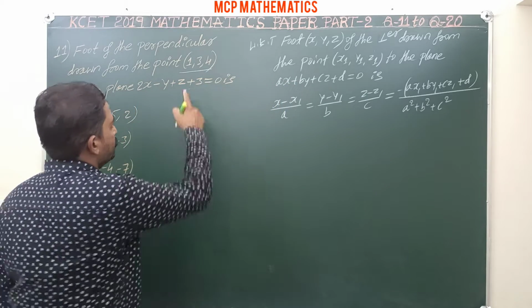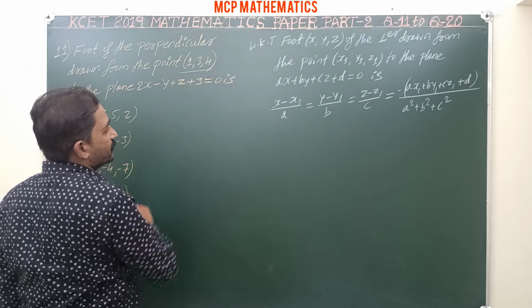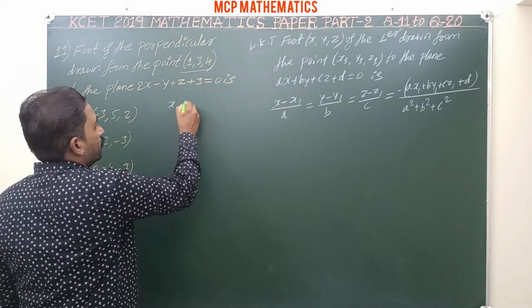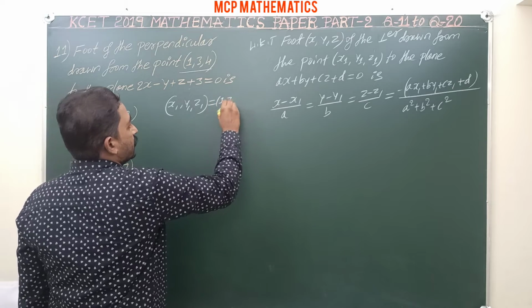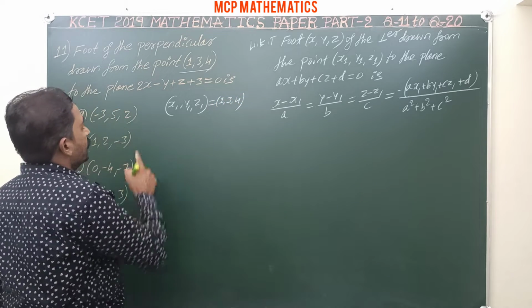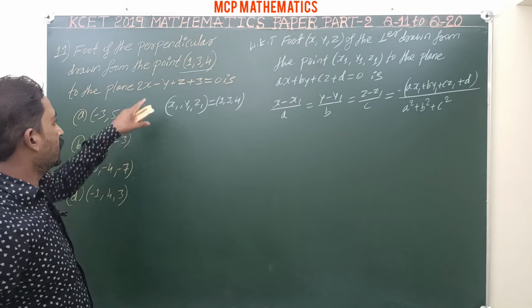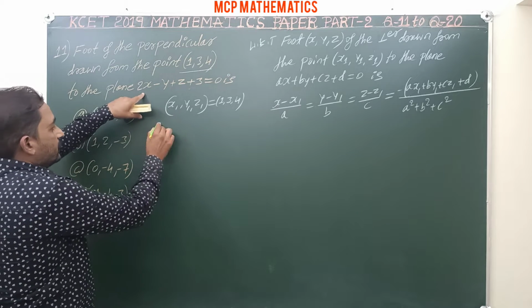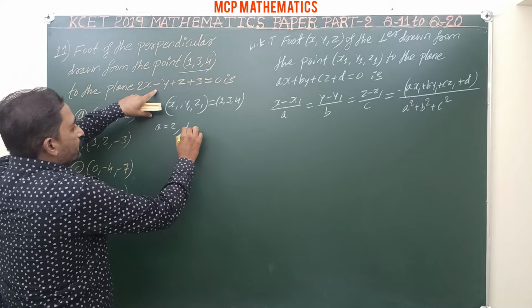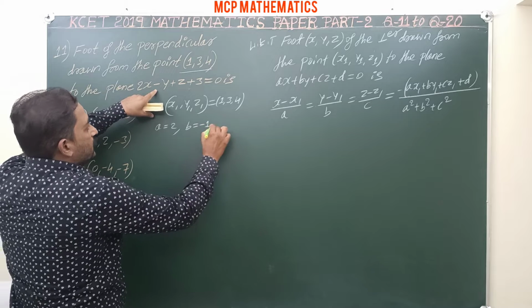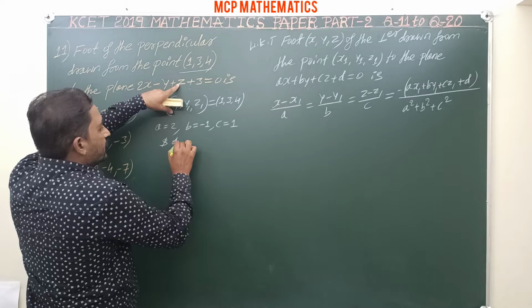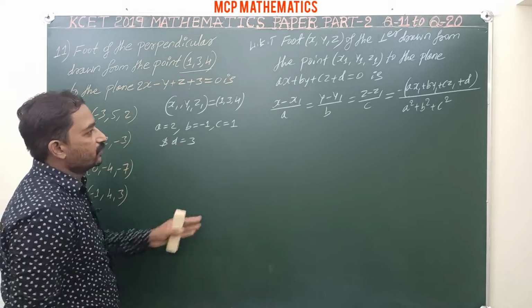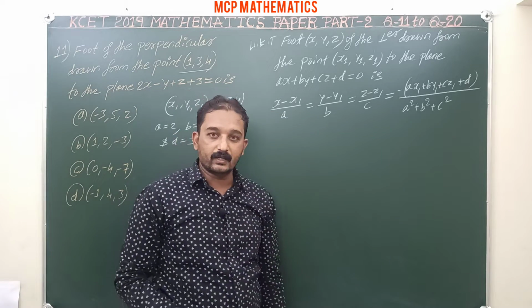So in this case, x1, y1, z1 are 1, 3, 4. And a, b, c are the direction ratios of the normal to the plane. So a is equal to 2, b is equal to minus 1, c is equal to 1 and d is equal to 3. Substitute these values into this equation, and we get the required answer.